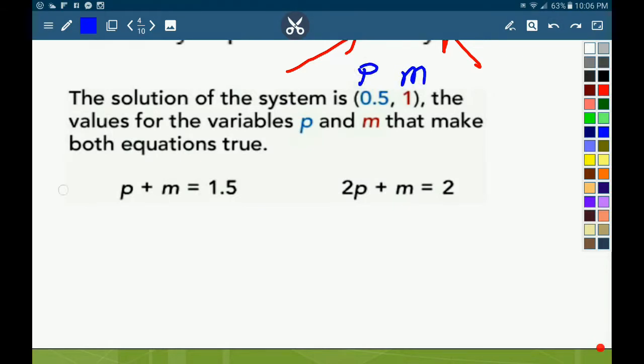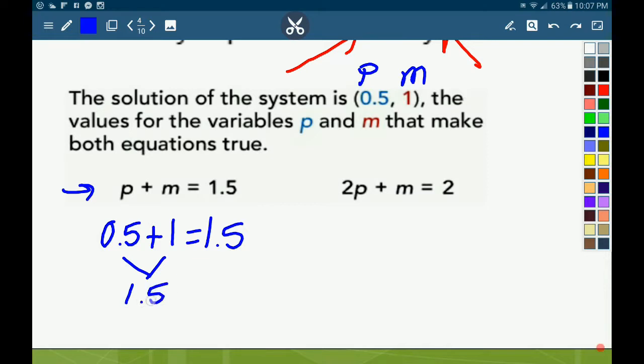So I'm going to plug into this equation 0.5 instead of p plus 1 instead of m. Does that equal 1.5? If this line of math is true, then it is a solution, and I know that 0.5 plus 1 is 1.5. So since 1.5 is equal to 1.5, so far so good. But don't think it's a solution just yet. We need to make sure that the point also fits in the second equation. If it doesn't fit in both, it is not a solution.